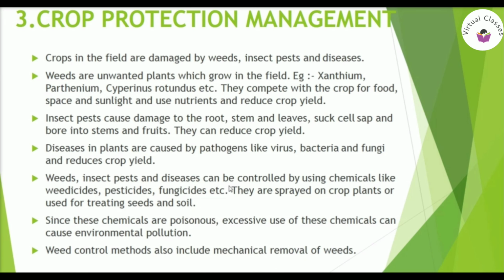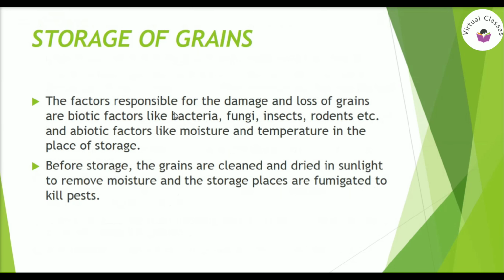Weeds, insect pests, and diseases can be controlled by using chemicals like weedicides, pesticides, fungicides, etc. They are sprayed on crop plants or used for treating seeds and soil. Since these chemicals are poisonous, excessive use of these chemicals can cause environmental pollution. Weed control methods also include mechanical removal of weeds by hand or any other machinery.